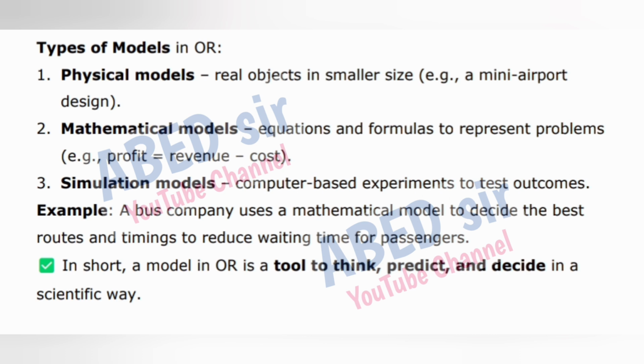Types of models in OR. 1. Physical models: real objects in smaller size, example, a mini airport design. 2. Mathematical models: equations and formulas to represent problems, example, profit equals revenue minus cost. 3. Simulation models: computer-based experiments to test outcomes. Example: a bus company uses a mathematical model to decide the best routes and timings to reduce waiting time for passengers. In short, a model in OR is a tool to think, predict, and decide in a scientific way.